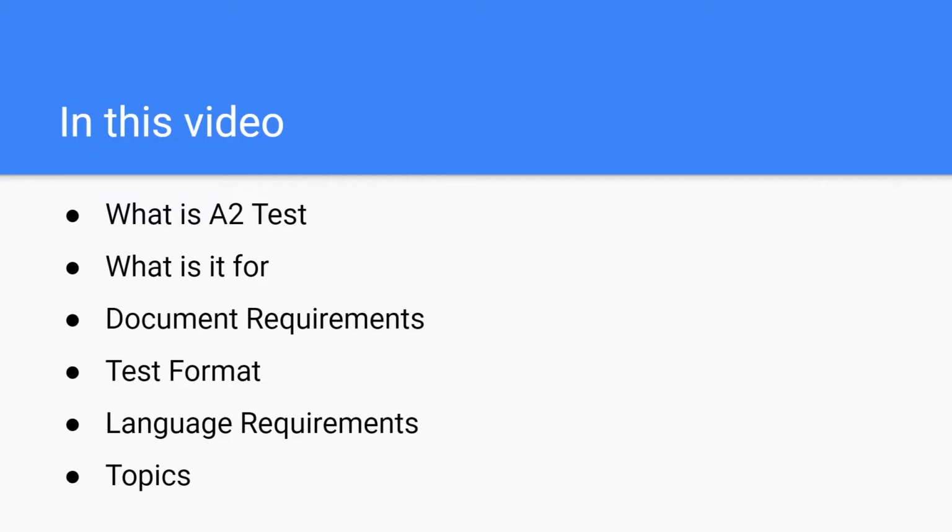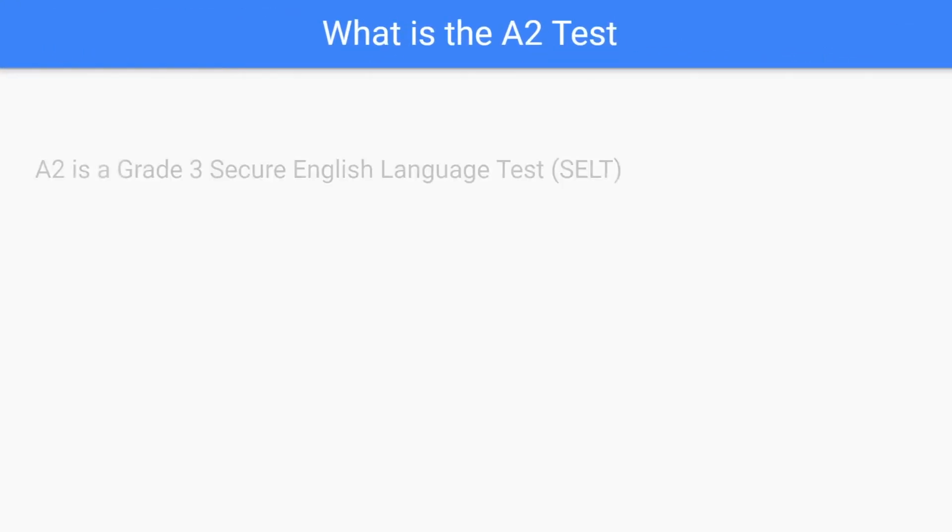Let's first see what are we going to talk about in this video. First of all, we're going to see what is the A2 test, what is it for, what are the document requirements, what is the test format, meaning what are the test components, how long does it take and everything like that. What are the language requirements, and lastly, the topics that are chosen for the questions. So let's first start with what is the A2 test.